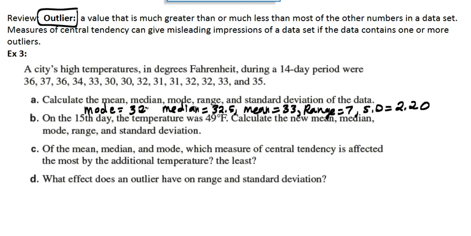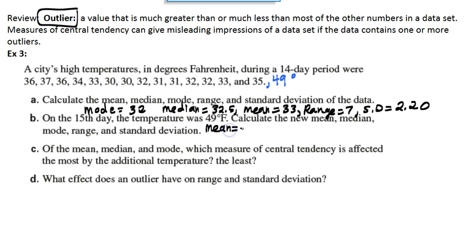Okay, here's what we're saying. For example, B. On the 15th day, the temperature was 49 degrees. Calculate the new mean, median, mode, range, and standard deviation. Okay, to save you some time, what I did is I just took my calculator, I put 49 in there also, and then I recalculated all this stuff. And I'll just give it to you right now, okay?